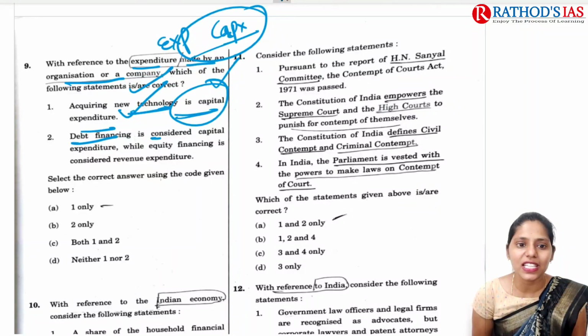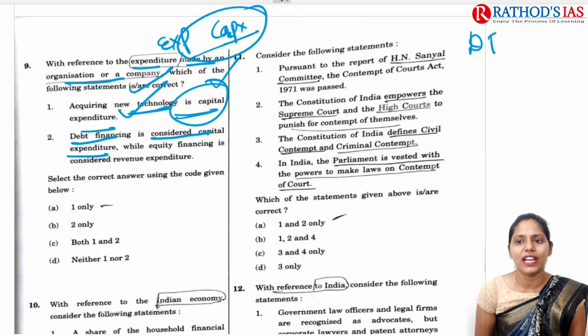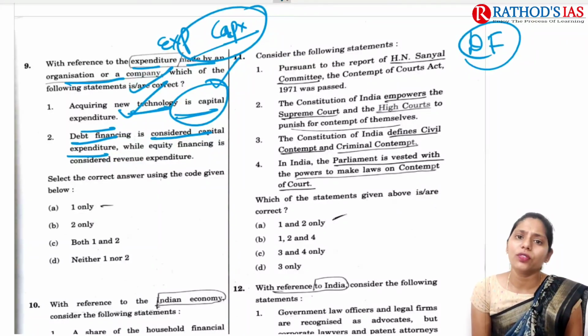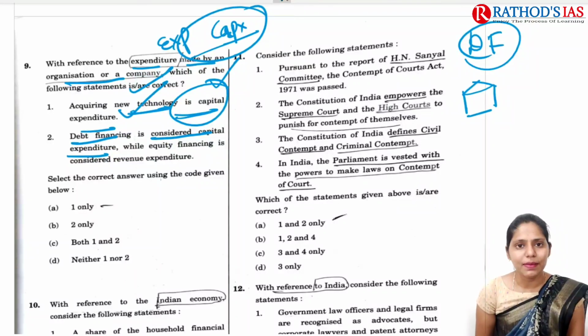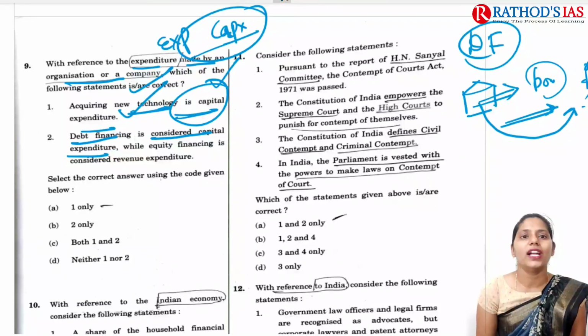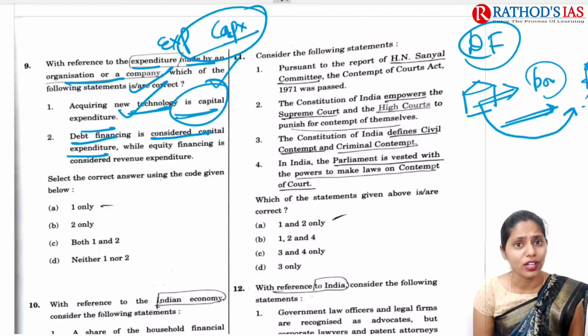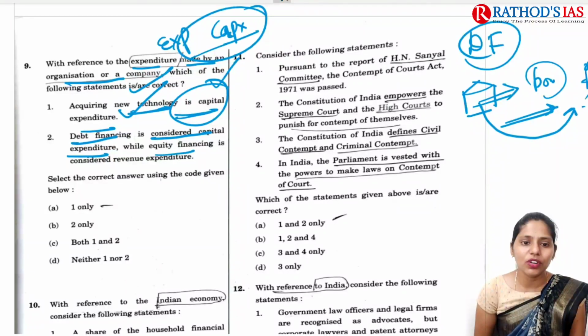Next, debt financing is considered as capital expenditure. So what is this concept of debt financing? For example, to establish any company we need capital. So we borrow some capital from so and so person, and this is our debt. After some time, the company will repay that debt. That is called debt financing. So how will debt financing come under capital expenditure? Not at all.